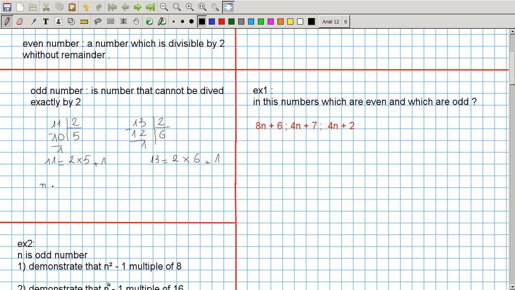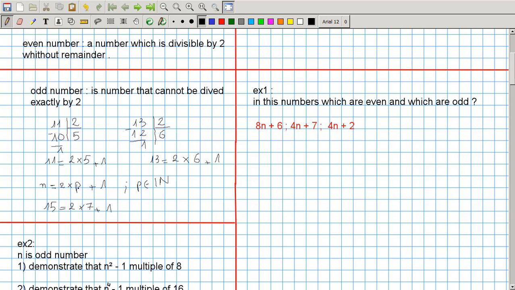n is odd number. n equal 2 times p plus 1, p belong to N. p must be natural number. We don't care about the value of p. p equal 5, p equal 6, maybe 7. For example, 14 or 15 equal 2 times 5, 2 times 7 plus 1. n is odd number equal 2 times p plus 1. We don't care about the value of p.